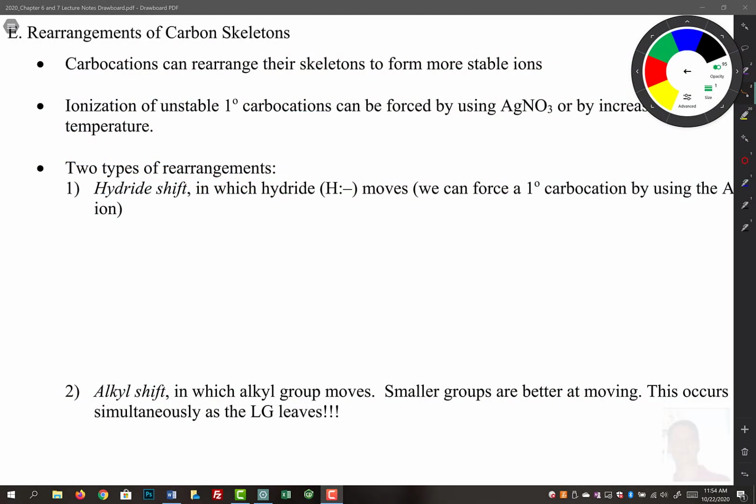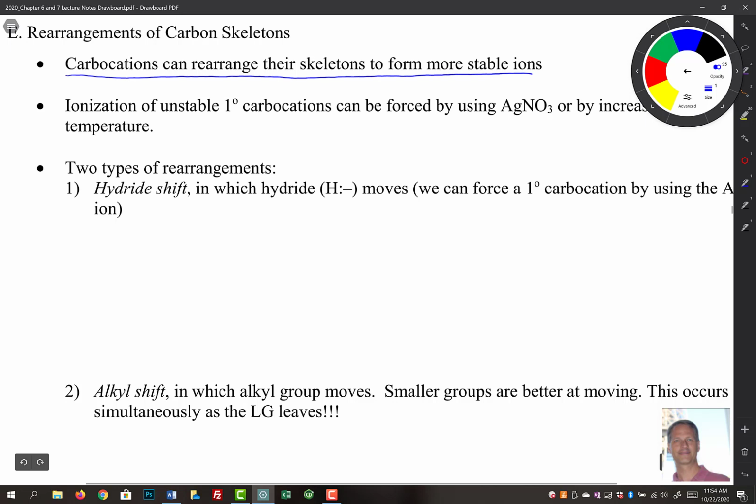An interesting thing that can occur with these carbocations, for all of these unimolecular reactions, is that we can get a rearrangement of carbon skeletons to form a more stable carbocation. Right, so it's something we have to look out for. Carbocations can rearrange their skeletons to form more stable ions. Now, ionization of unstable primary carbocations can be forced by using silver nitrate, or by increasing temperature, or by doing both. And there are two types of rearrangements that we're going to see.